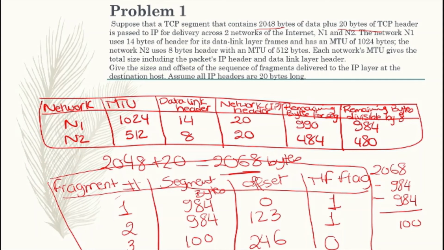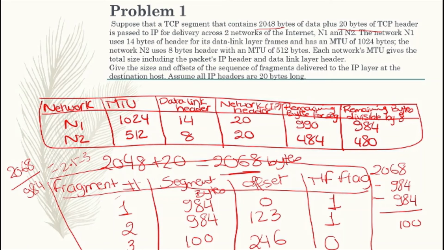We just round up. 2068 divided by 984, which is the maximum allowed size for any segment within N1, would give us 2.1. So we need to round up. We're always rounding up, taking the ceiling, as there is nothing called a 0.1 fragment. We need 3 fragments. The first fragment will be the maximum allowed size, which is 984, and the second fragment will also have the maximum allowed size of 984, which gives us a remaining 100 bytes.